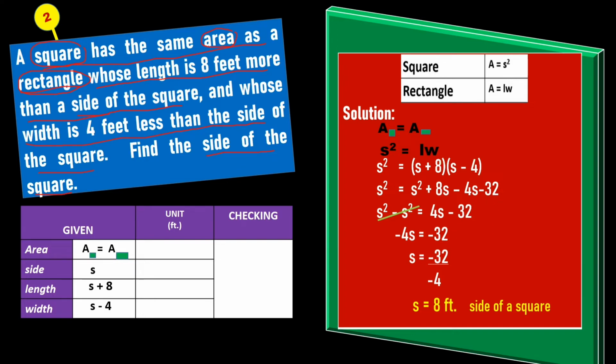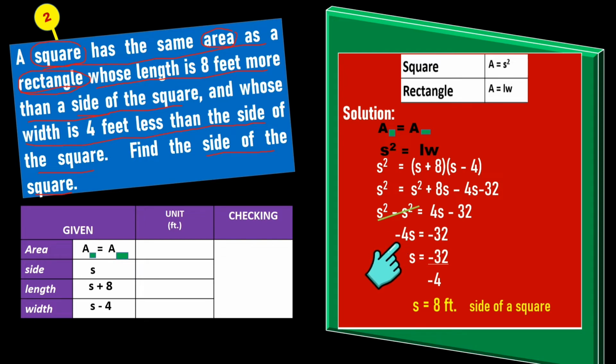Transpose S squared to the left side, it becomes negative S squared. So this is 0. So 8S minus 4S is 4S. So copy negative 32. Transpose 4S to the left side, it becomes negative 4S. So we have negative 4S is equal to negative 32.